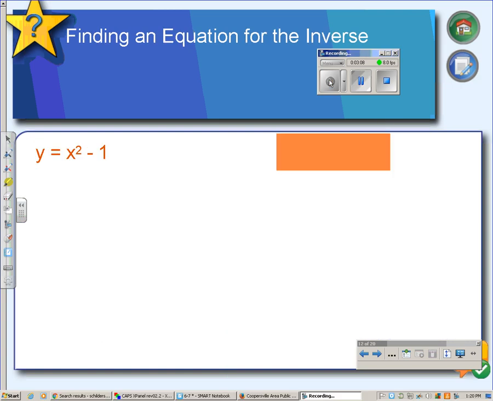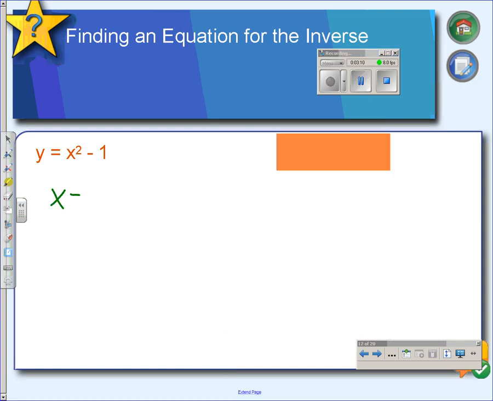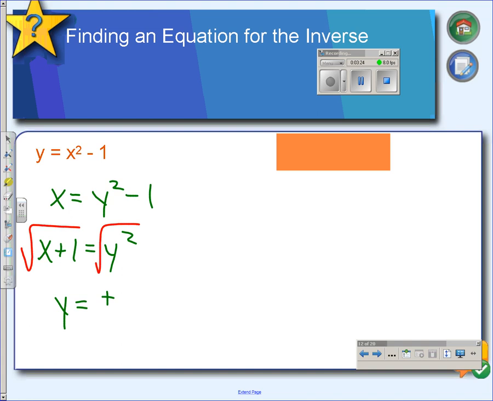So here we're finding the inverse of a quadratic. So we're going to switch x and y, and then we'll solve for y. So we'll add 1 on each side, and then we will take the square root on each side. So we get y equals plus or minus square root of x plus 1.